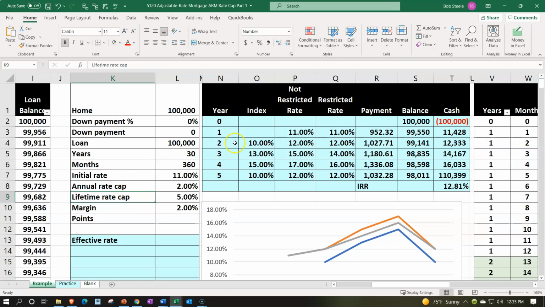We then considered the index rate, being the rate that we're going to be basing our rates on, an index basically being a measure of what's happening in the economy over time. We then have the non-restricted rate, which would be the rate including the margin without the restrictions being applied. We then applied our restrictions, which were the annual cap and lifetime cap, intuitively, and then with a more complex formula for logic functions. We then calculated the payment calculations.